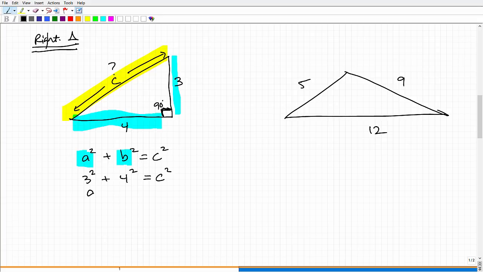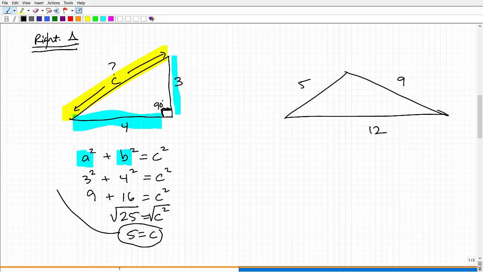So 3 squared is 9, 4 squared is 16, and I'm looking for this side, c squared, okay? So when I do that, I get 9 plus 16 is 25. So 25 is equal to c squared. So to solve this basic equation, something squared is 25, we just simply take the square root of both sides, and the square root of 25 is 5, okay? So the square root of c squared is c. So c is 5. So in other words, this length right here is 5.